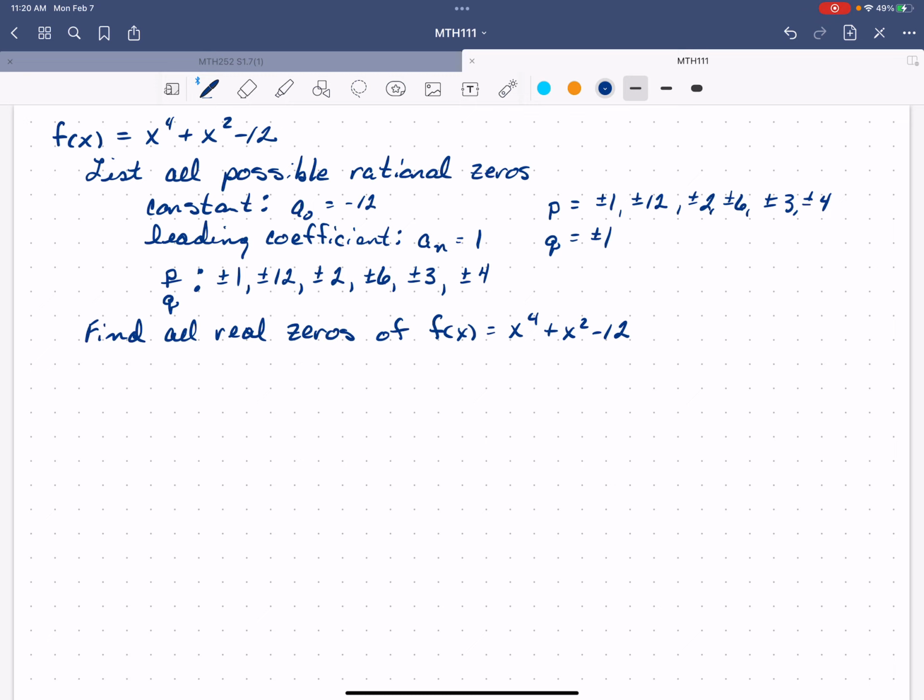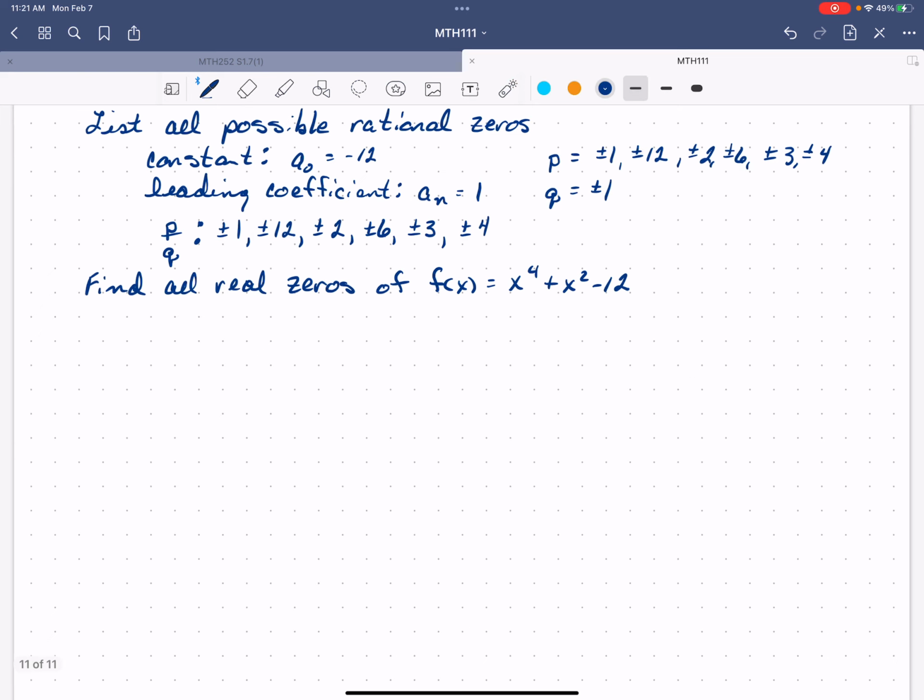And I have a list here of my possible rational zeros. Now I have a suspicion that I think I can factor this guy, and I think he might factor using a 3 and a 4. So let's just start with that. Let's test x equals 4. I might be wrong here, but let's test x equals 4.